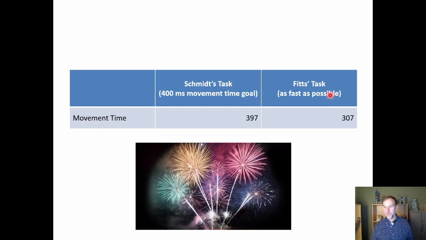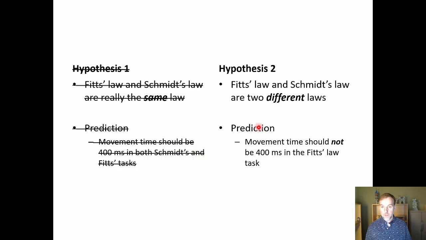So here's day 2, and to add some excitement, I've put in some fireworks here because the number didn't convey the significance of the results. What they found is that movement time was not the same on day 2. So you're much faster in the Fitts task, with a shorter movement time than in Schmidt's task. And that's them trying to equate as many differences as possible between these two tasks. So those results support hypothesis 2.